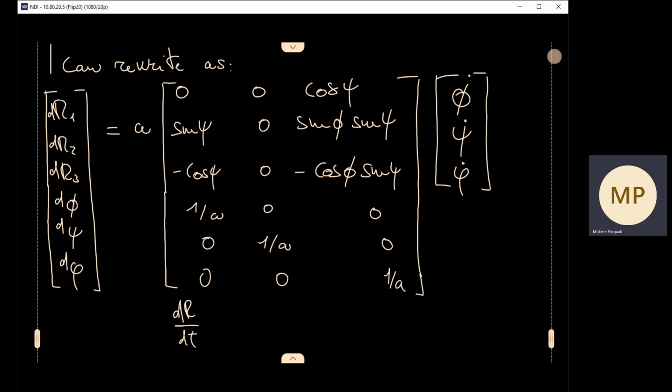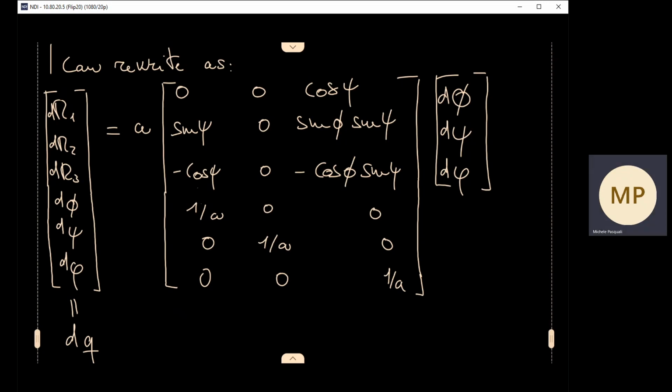And of course, I have to do the same on the other hand. So I get d phi, d psi, and d phi. Why did I do this? Because this, you can see, is the Q. It's the vector of generalized parameters which completely identify my system. The three components of the position of the origin, and then the three Euler's angles. And these are the three Euler's angles.